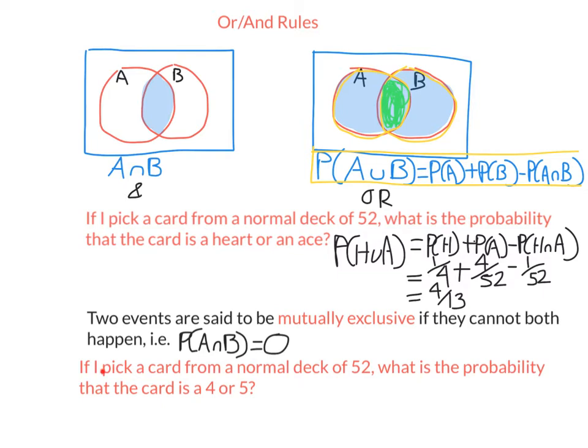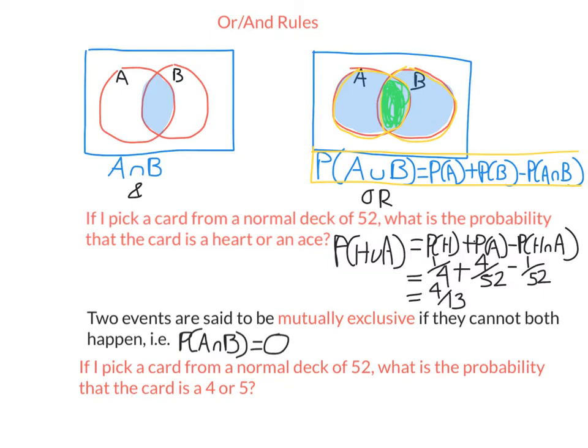So let's look at an example. I pick a card from a normal deck of 52. What's the probability the card is a 4 or a 5? The event the card is a 4 and the event the card is a 5 are mutually exclusive. You cannot have a card that is 4 and also 5. You can't have both of these happen at the same time. In the previous example, heart and ace are not mutually exclusive. You can pick a card that's a heart and also an ace, but you can't pick a card that's both a 4 and a 5. So here the events are mutually exclusive, here they're not.